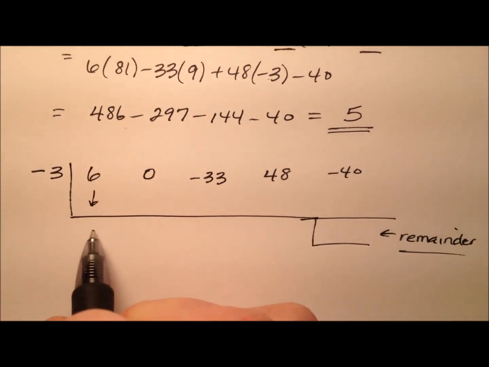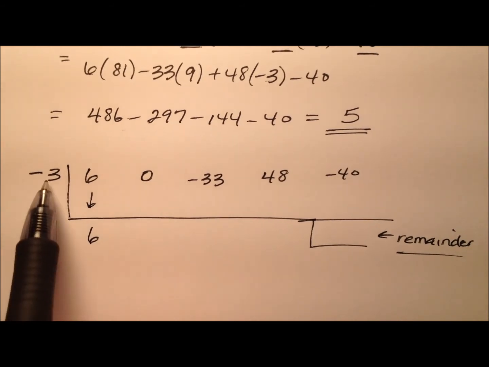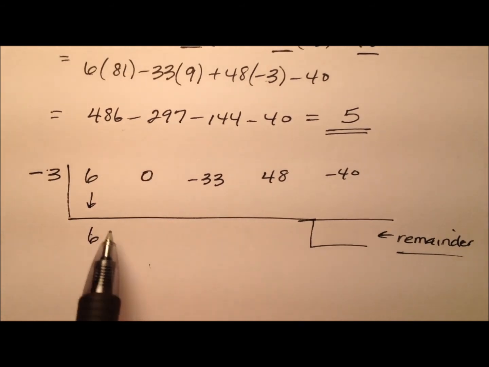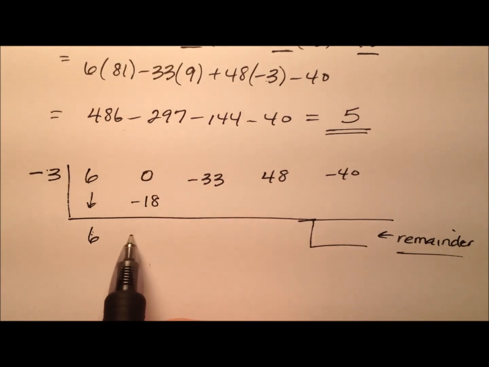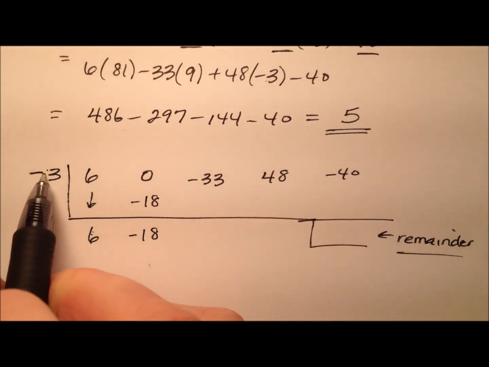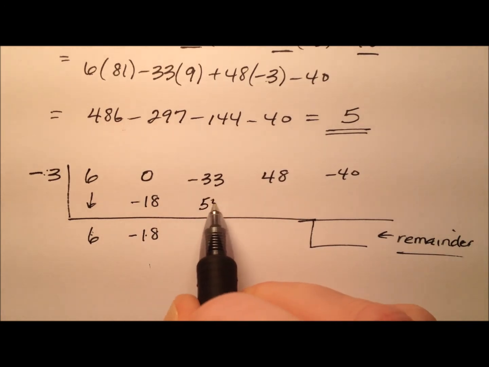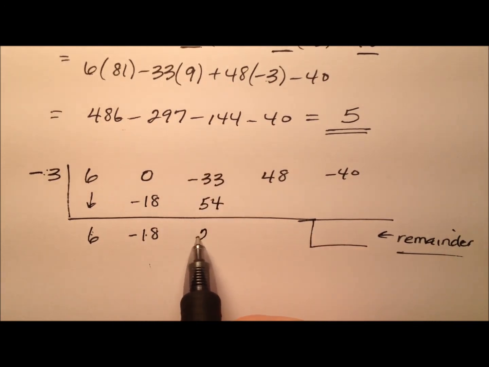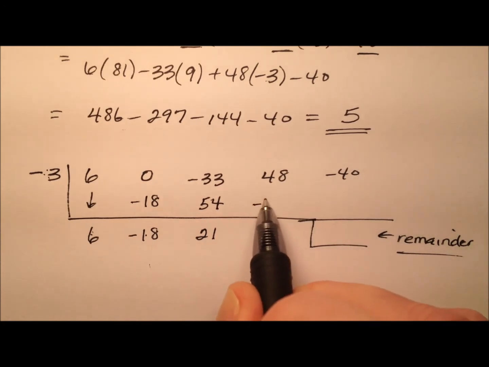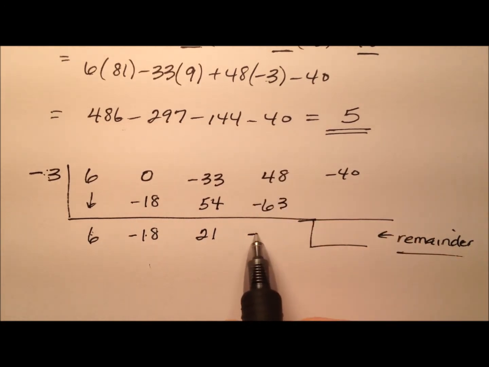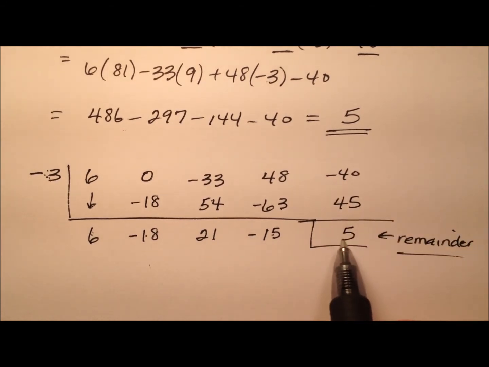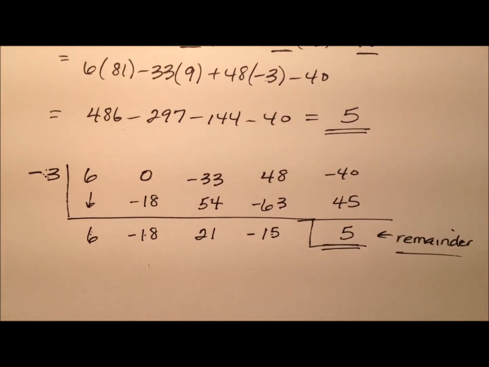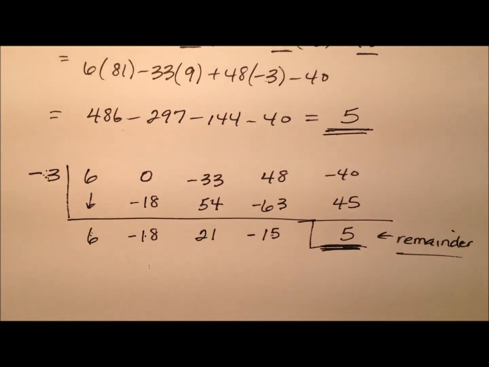Let's do this synthetic division. I'm going to bring the leading coefficient of 6 down, and work through a series of multiplications and additions. Negative 3 times 6 is negative 18. When I add that, I get negative 18. Multiplying here gives me 54. Adding gives me 21. Multiplying gives me negative 63. Adding gives me negative 15. Multiplying gives 45. And finally, this final addition gives me 5. Well, this was 5, and this was 5.